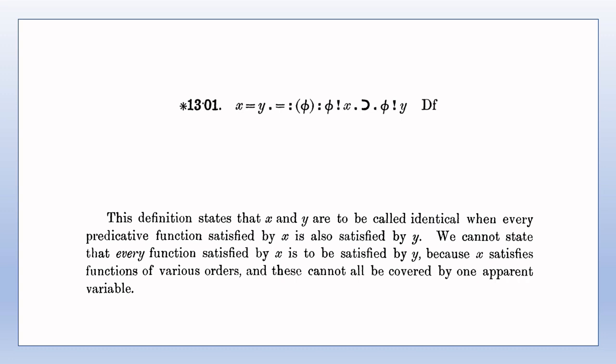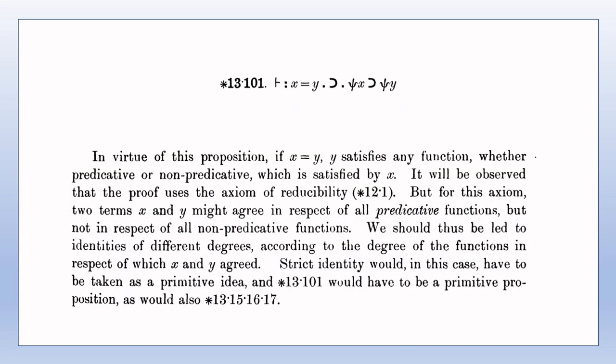Definition 13.01 is converted to an equivalence, and hence an actual proposition, in proposition 13.1. Proposition 13.101 is almost an extension of definition 13.01 in the sense that 13.101 states that if x and y are identical, then if a function is satisfied by x, the same function is also satisfied by y. In this proposition there is no apparent variable. The psi is not a variable, though of course it can be replaced with any particular function.